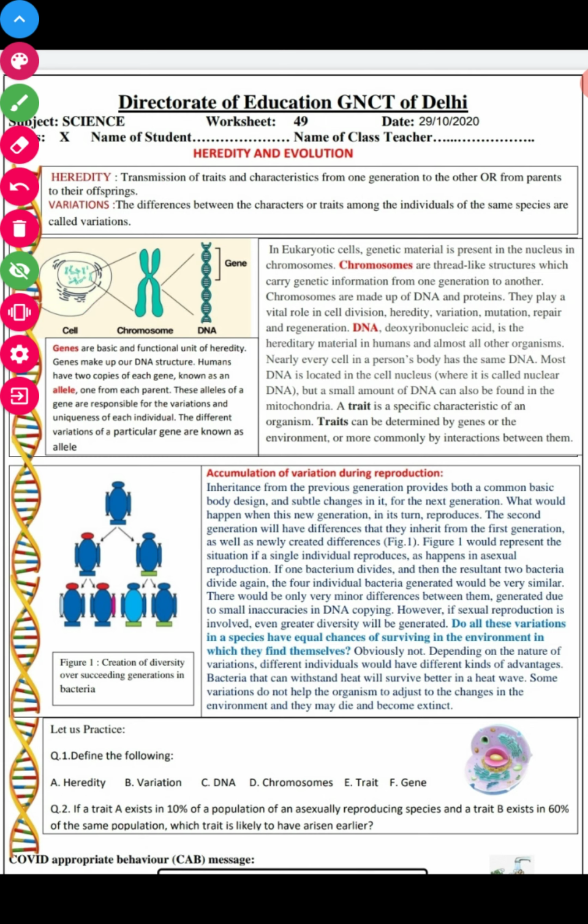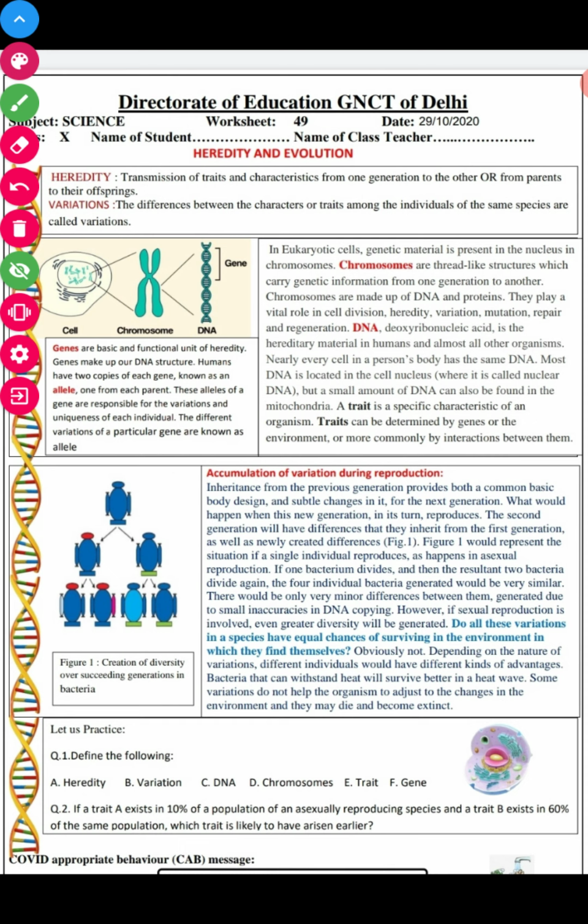As I told you, genes carry DNA. Human beings have two copies of each gene, known as alleles, right? For every trait, we have genes, and each gene has two copies. And these two copies for a particular trait, I am repeating, these copies of genes for a particular trait are called alleles.